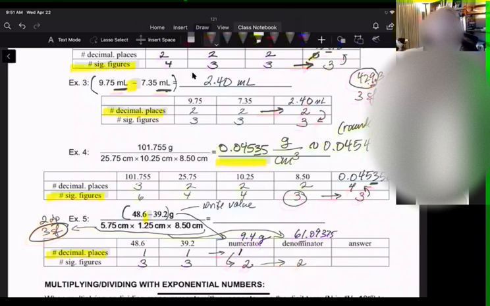But we cannot round it when we do our calculations. We have to use the full value or at least an extra digit. So I'm going to take my 9.4 divided by that answer.